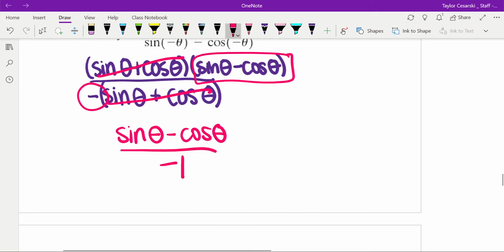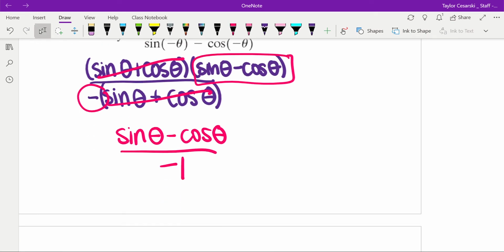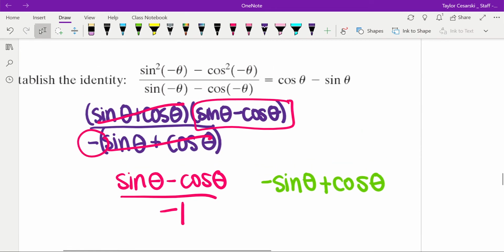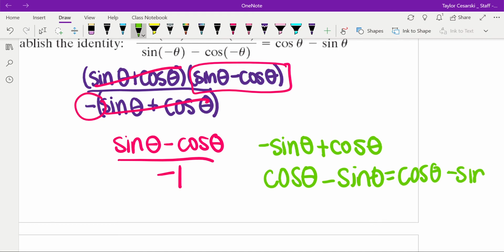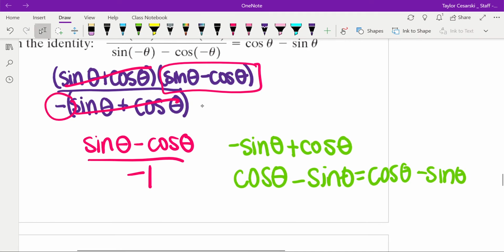Okay, so when I divide by negative 1, every sign is going to flip. So it's really going to end up being negative sine of theta plus cosine of theta. And you want to make it match exactly your right side. So I'm going to rewrite that as cosine of theta minus sine of theta, and that equals the same thing.